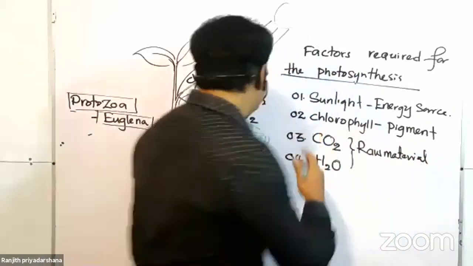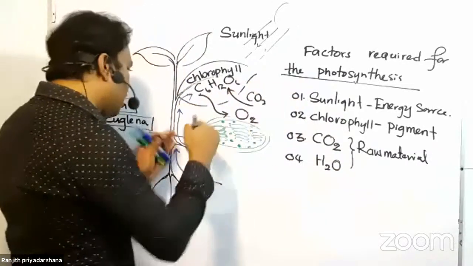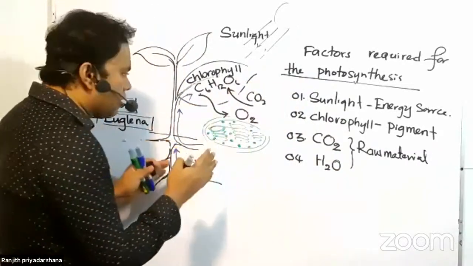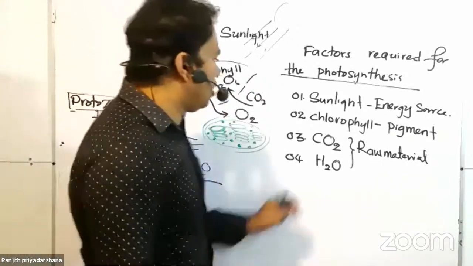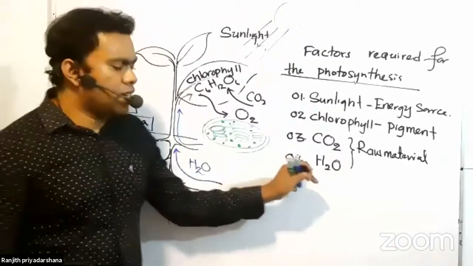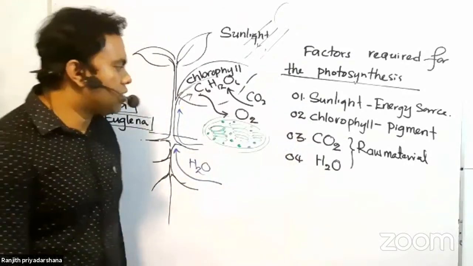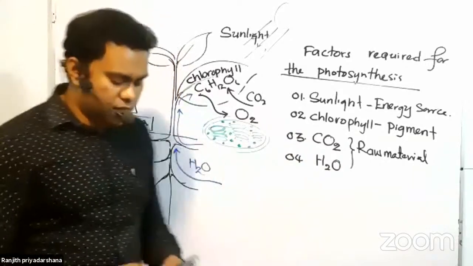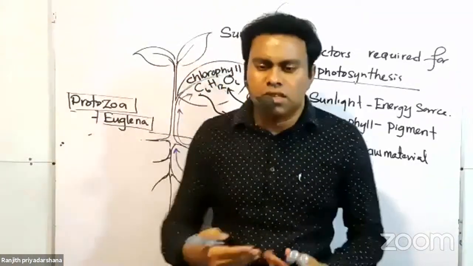So we can consider this green plant or cyanobacteria or algae as a factory. We produce energy. So carbon dioxide and water are the raw materials. So this is the introduction.